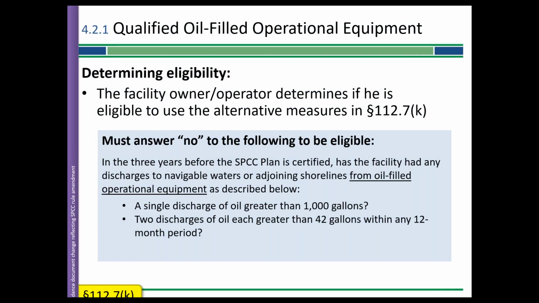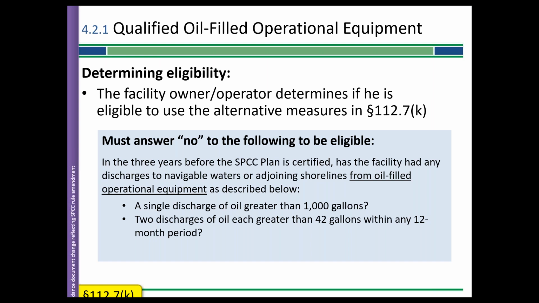Real quickly, for oil-filled equipment, I just want to highlight, because again, we're not going through all the components in the rule today, but I'm highlighting things that I think are more driven towards the locality. So again, oil-filled equipment, this may be hydraulic units, this may be more likely than not, it's going to be the electrical equipment that you own as opposed to the electrical utility. There's an option here. Again, these numbers should look familiar. There's an eligibility requirement that you look at the oil-filled equipment. If it has no single discharge of 1,000 gallons or greater, or two discharges greater than 42 gallons within a 12-month period, then you can go straight to a contingency plan.